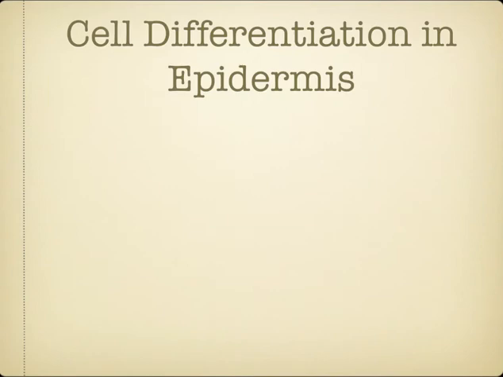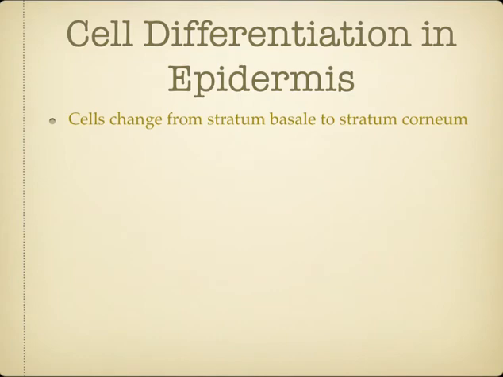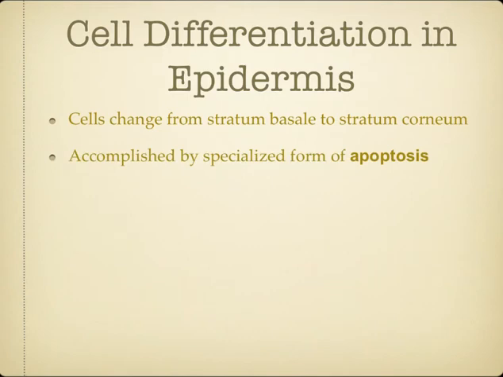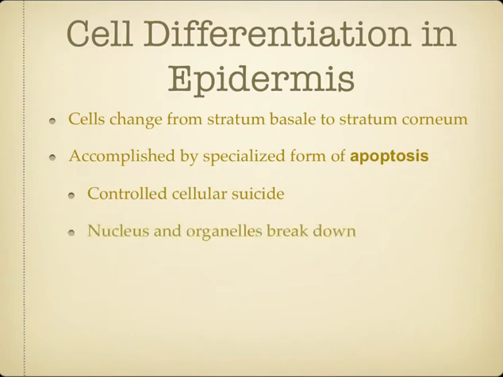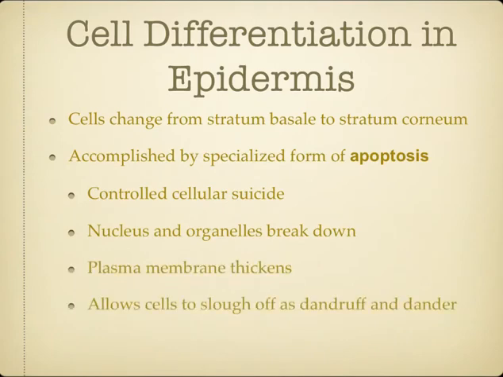Cells actually change as they make their way through the epidermis. They start out as cuboidal cells in the stratum basale, and the changes that we see are handled by a specialized form of apoptosis. You may remember from an earlier chapter, apoptosis is effectively controlled cell death. And in the journey from the bottom of the epidermis to the top, from stratum basale up to stratum corneum, the nucleus and the organelles inside the cell break down. The plasma membrane begins to thicken, and that actually allows your cells to slough off as dandruff and dander.